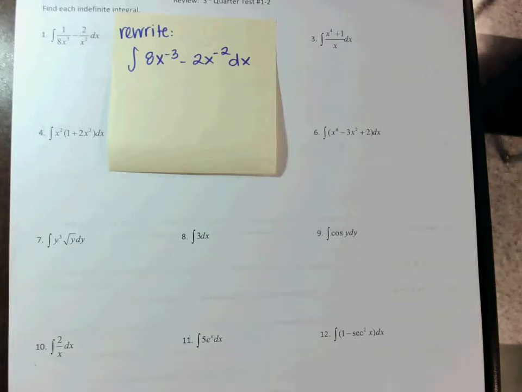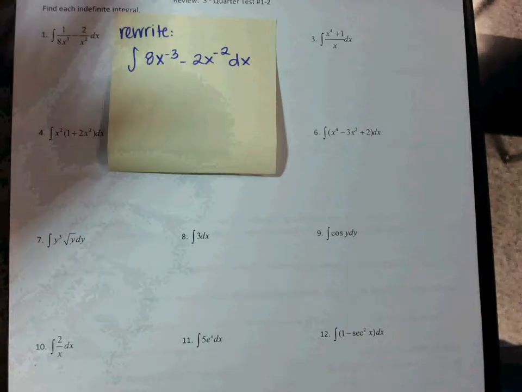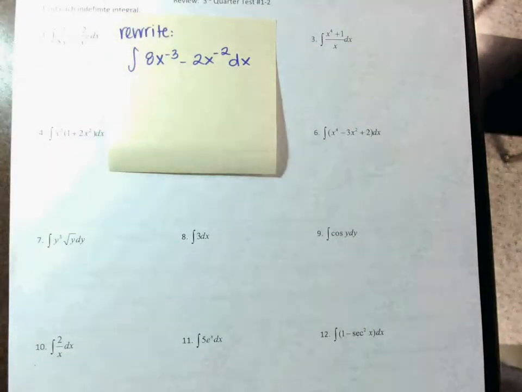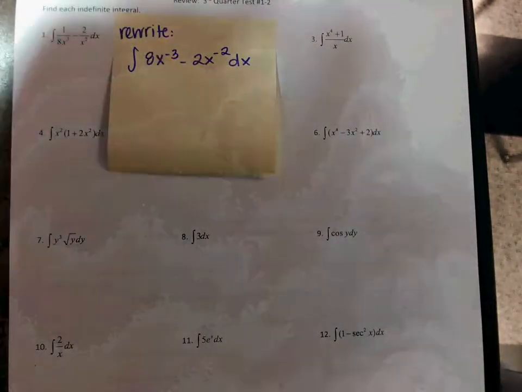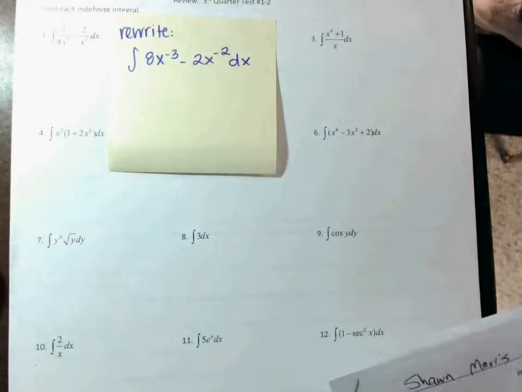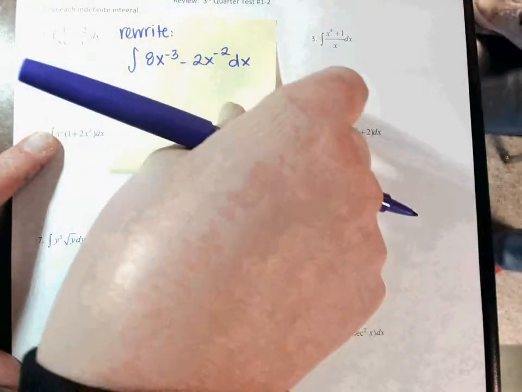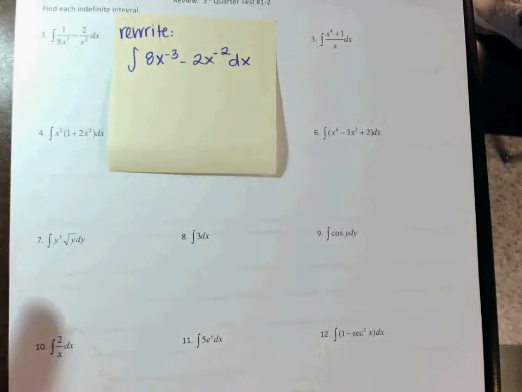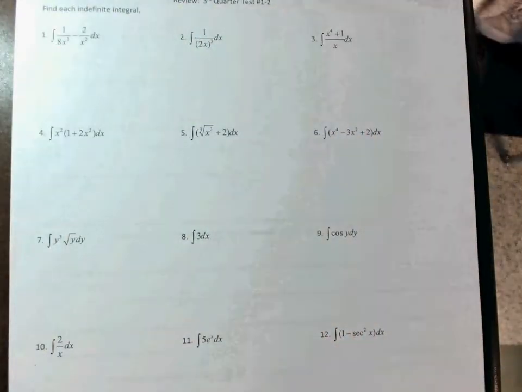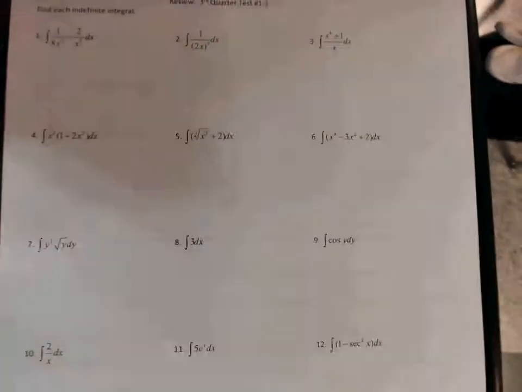Okay, the 8 cannot move up. But you can do it in your calculator. That is not right. Your rewrite is wrong. It should be 1/16. Okay, this is the correct rewrite.